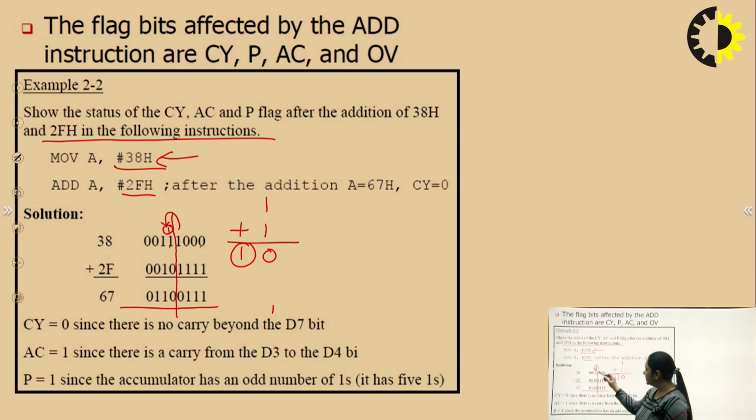Next, if we are adding these, the answer is 67H. So is there any carry at the end? No, there is no carry here. We are only having 8 bits. So that is why carry flag is 0. Auxiliary carry flag is 1. Why? Because we are having a carry in between, that is from D3 to D4. And for parity, if we count the number of ones, 1, 2, 3, 4 and 5. So the number of ones in the result is 5. That is an odd number, so parity flag will be 1.